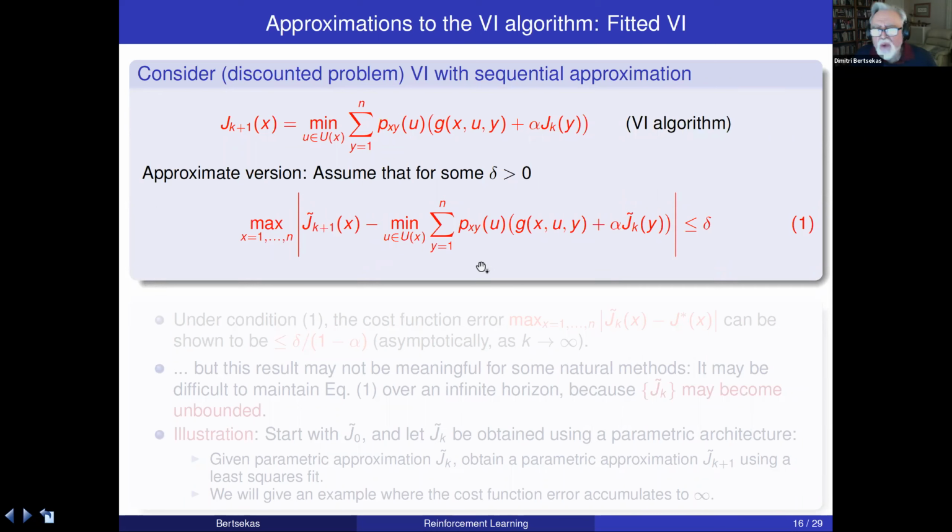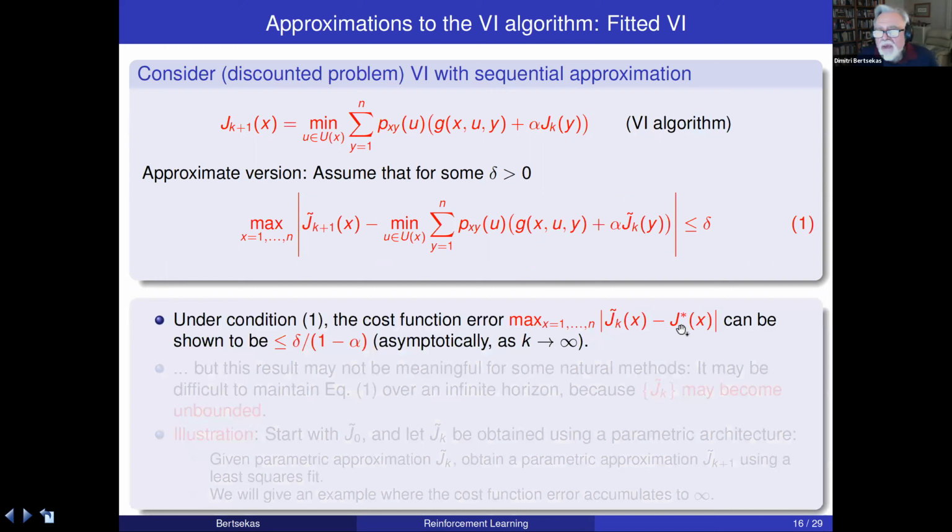In fact, one of you asked the question, do these errors accumulate? Well, in a finite horizon context, they accumulate a finite number of times. But in an infinite horizon context, they do accumulate. And now I'm going to give you an example of how they can accumulate. Okay, first of all, a theoretical result, a fake theoretical result.